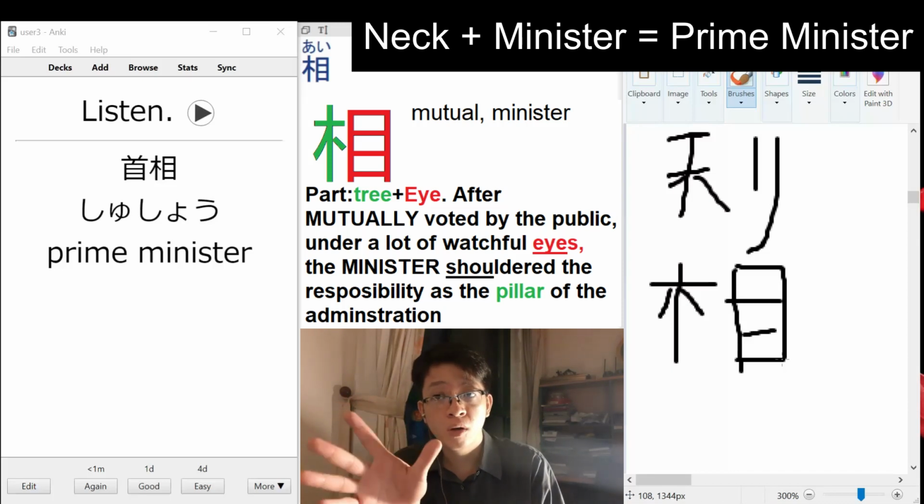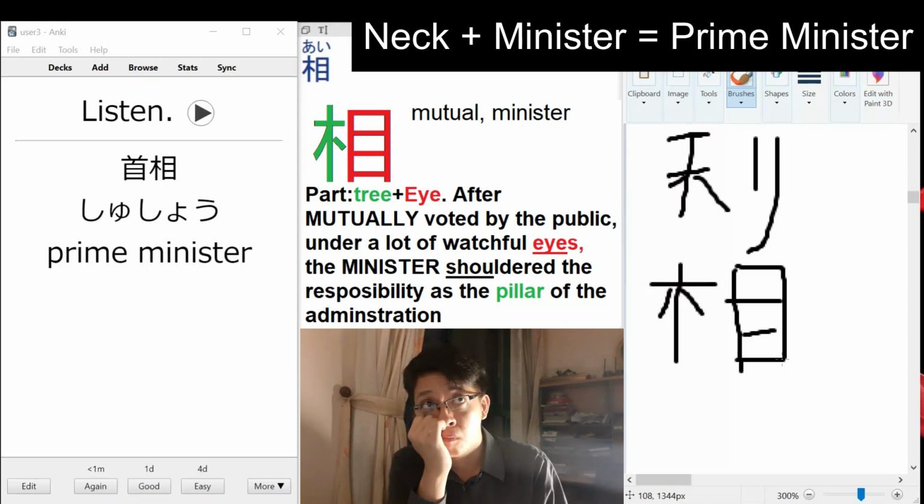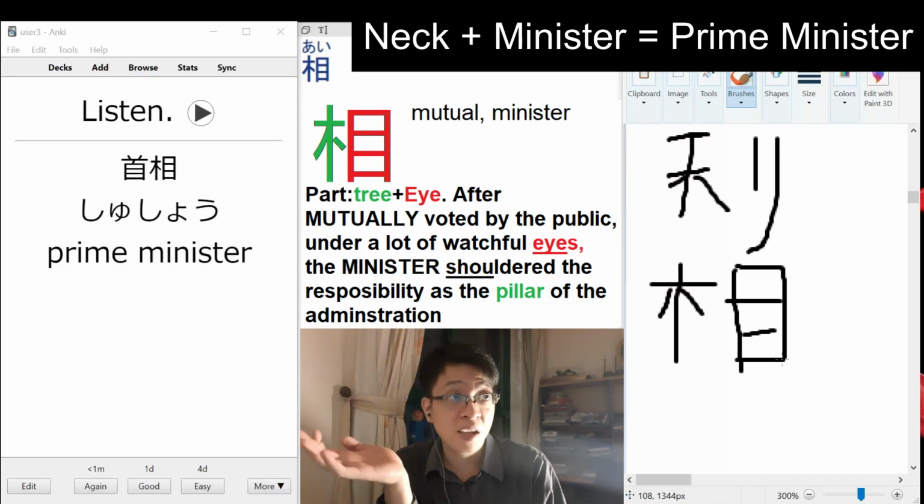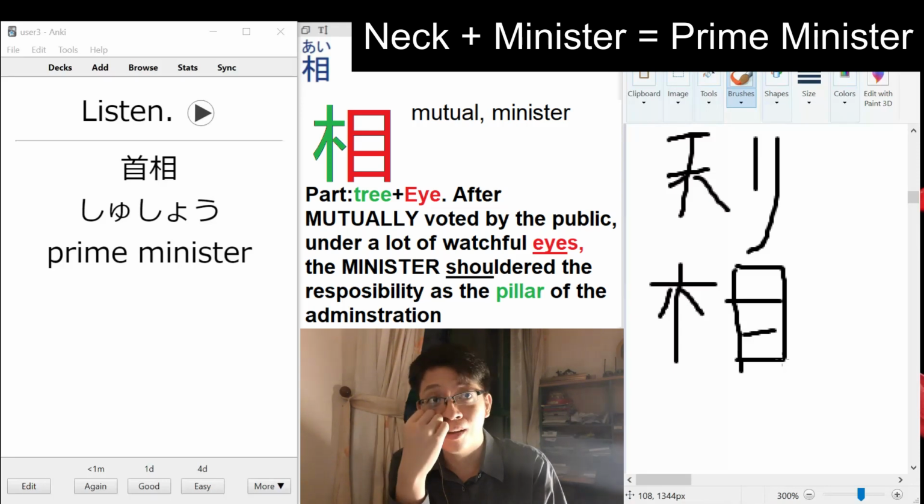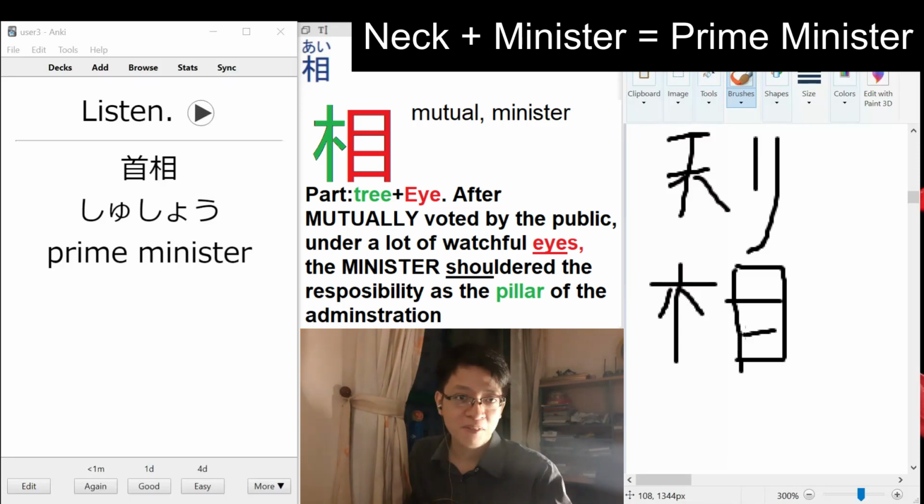After being mutually voted into office by the public under a lot of watchful eye, the minister is working as the pillar of the administration. Yeah, I don't think it is a very good mnemonic, but I was kind of short on time yesterday, so that's the best I can come up with.